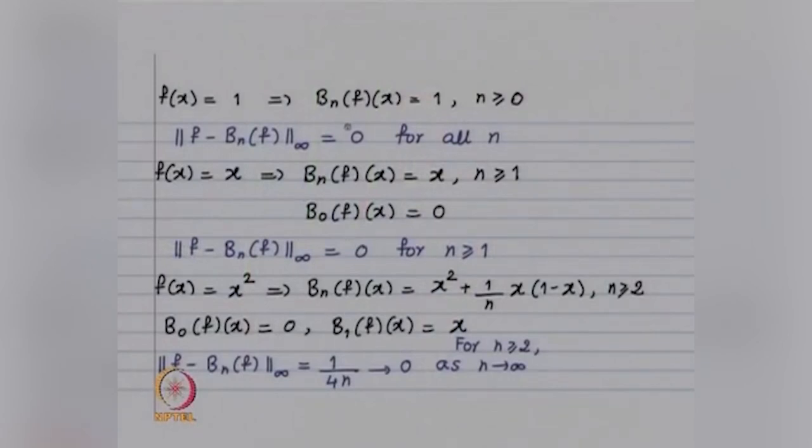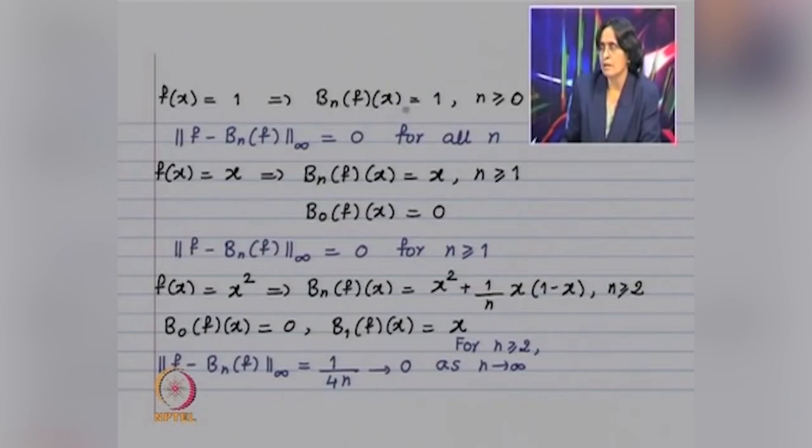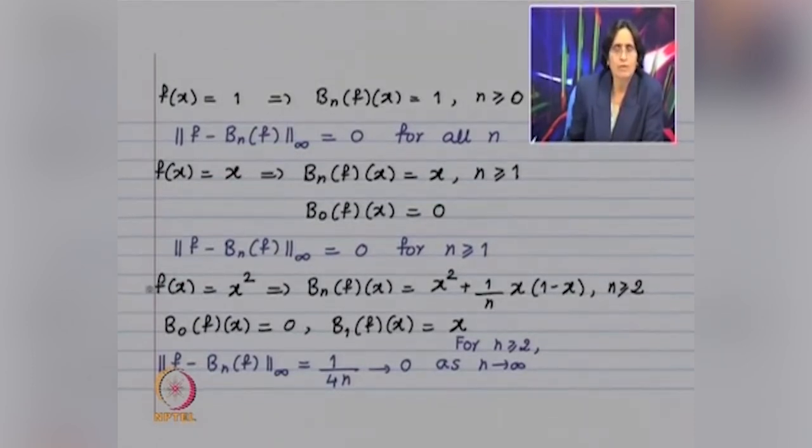So, here is the result. When you have got f x is equal to 1, then we saw that b n f at x is equal to 1 for n bigger than or equal to 0. So, the norm of f minus b n f, infinity norm, is equal to 0 for all n. If you look at f x is equal to x, then the Bernstein polynomial is equal to x for n bigger than or equal to 1, and when n is equal to 0, b 0 f x is equal to 0. So, the norm of f minus b n f, infinity norm, is equal to 0 for n bigger than or equal to 1. For the function f x is equal to x square, you do not have b n f to be equal to f eventually, but what you have is that f minus b n f, its infinity norm, is going to be 1 by 4 n, and this tends to 0 as n tends to infinity.